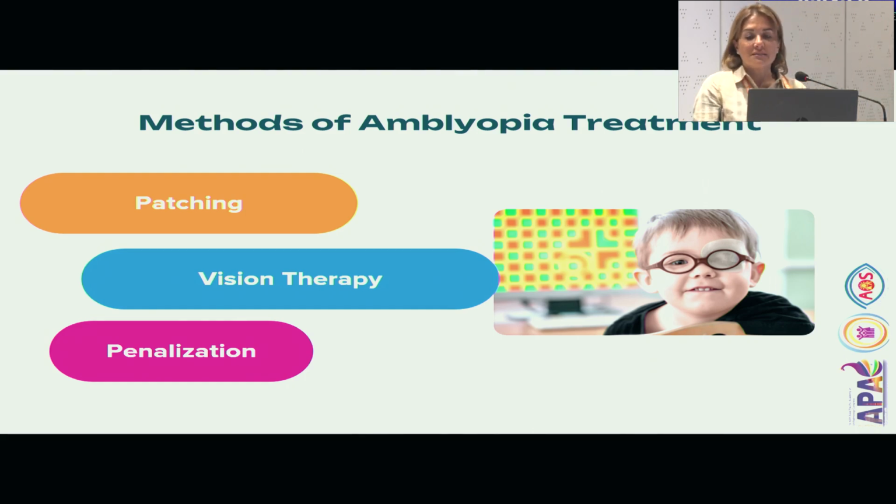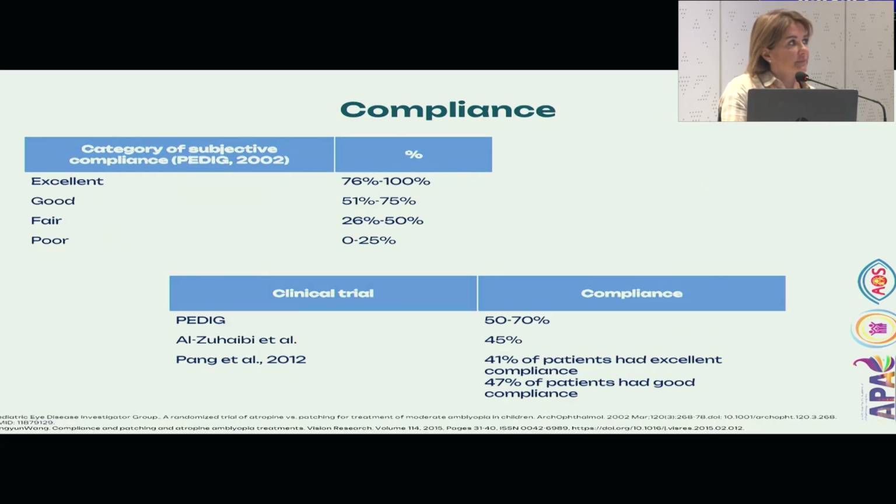So at present, the standard treatment for unilateral amblyopia includes occlusion through the use of an eye patch or atropine penalization of the dominant eye, and vision therapy is frequently employed in our clinic. All of these treatments successfully improve visual acuity in children, provided that patients follow prescribed treatment plans. And adherence to treatment is critically important for patients with amblyopia.